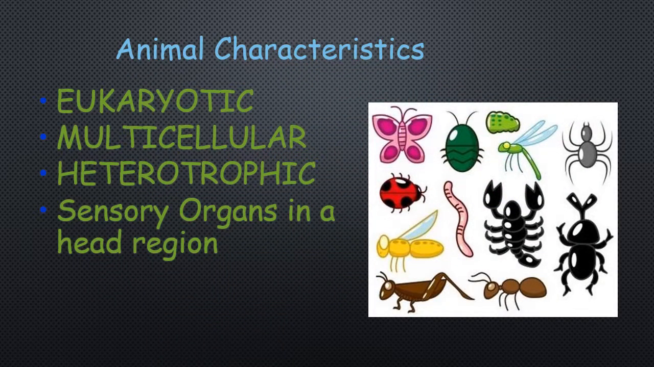All right, animal characteristics: they are eukaryotic, multicellular, heterotrophic, and then what makes animals different than anything else is that they have cephalization, which means that they have sensory organs in a head region. Nothing else that we've looked at so far has that until we get to the animal kingdom.